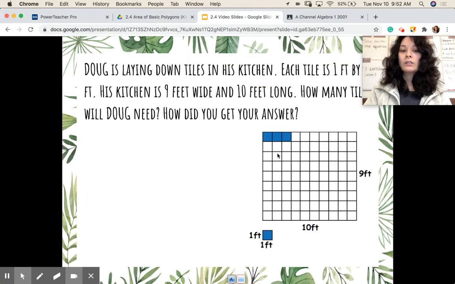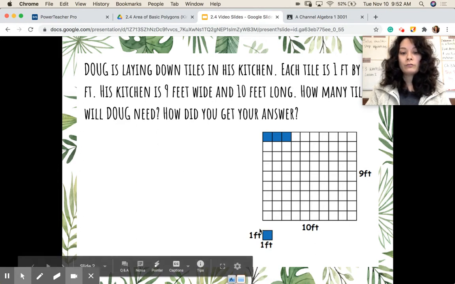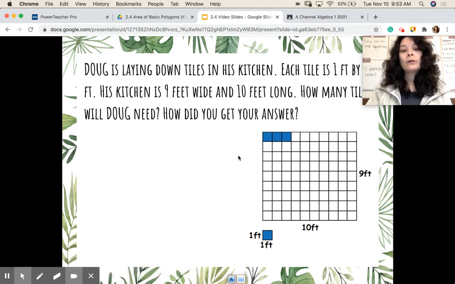Now, in a previous lesson, you would have learned how to find what's known as the perimeter of a 2D shape, meaning the length around a shape. So let's take a look at this opening question to start. It says Doug is laying down tiles in his kitchen. Each tile is 1 foot by 1 foot. So here we have these blue tiles. Here's his rectangular kitchen. His kitchen is 9 feet wide and 10 feet long. We want to know how many tiles will Doug need, and also how did you get your answer?